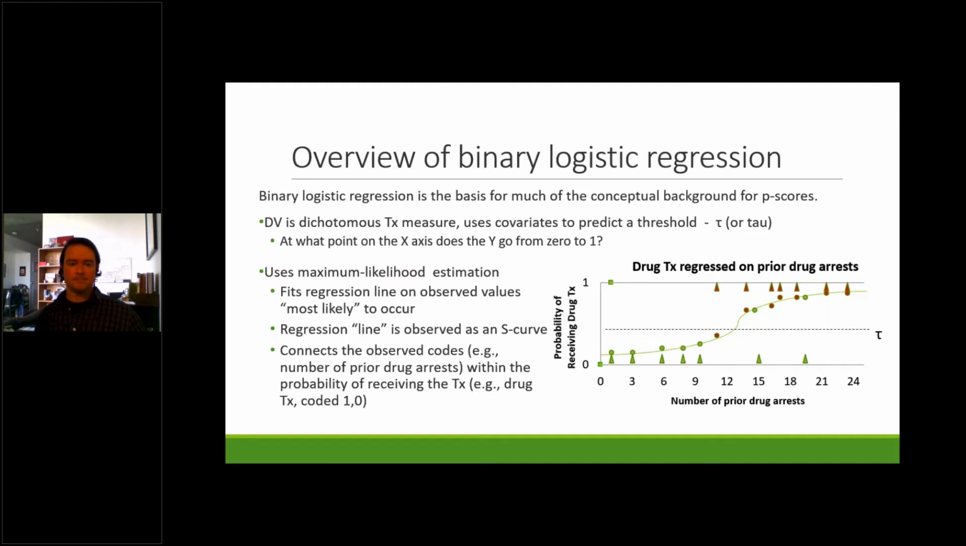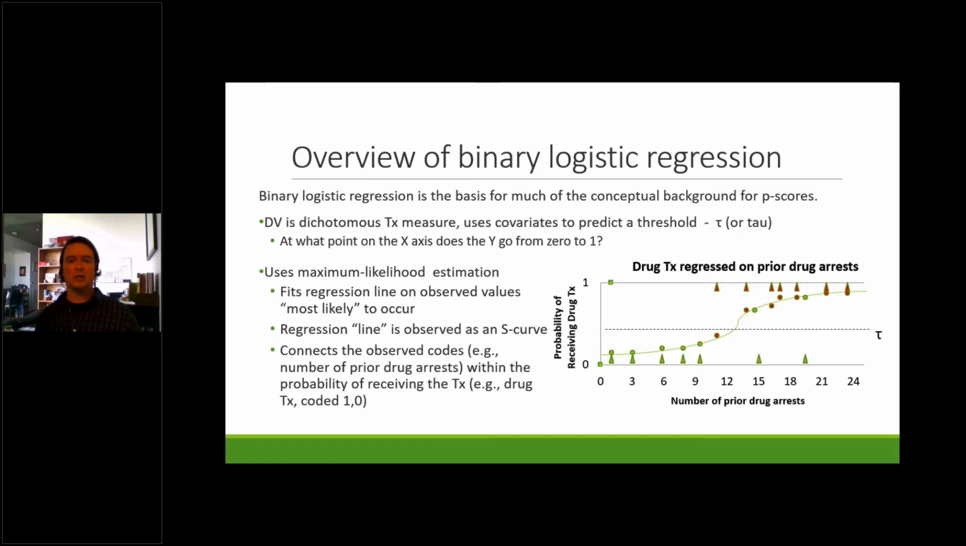The curve connects the observed codes, so in this case, the number of prior drug arrests shown in this graph here, within the probability of receiving the treatment coded in 0 or 1. As you can imagine, the better a model is at predicting when a case receives the treatment, the more precise the PSM technique will be at finding a comparison case and estimating the treatment effect.